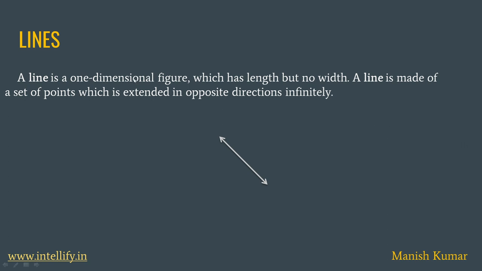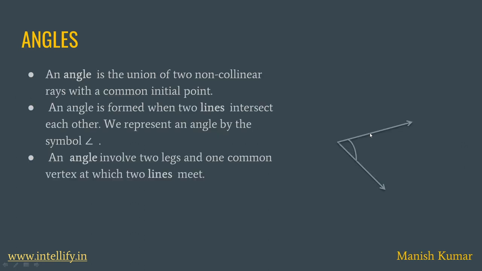A line is a 1D figure which has length but no width, and it is made of a set of points which is extended in opposite directions infinitely. As we have seen in this figure, it has no width but it has length, and it can be extended in opposite directions infinitely. Okay. And our next one is an angle.